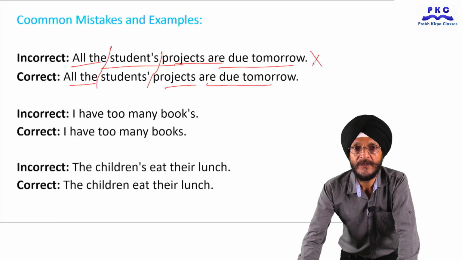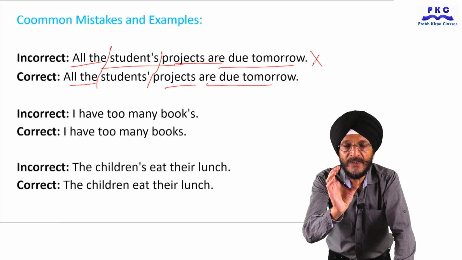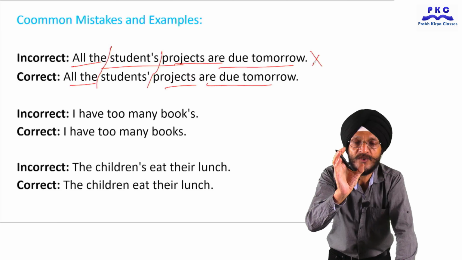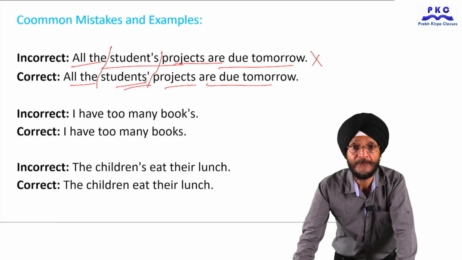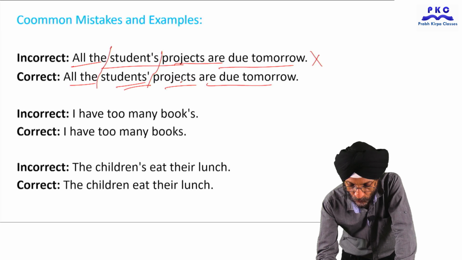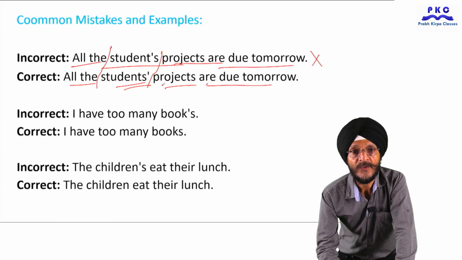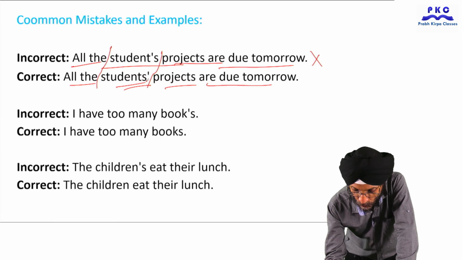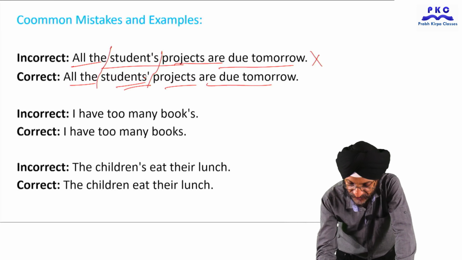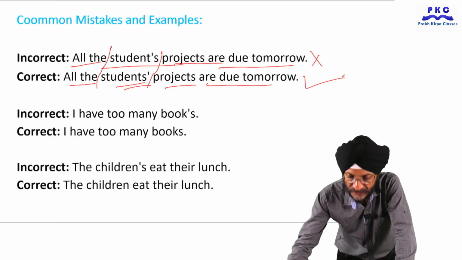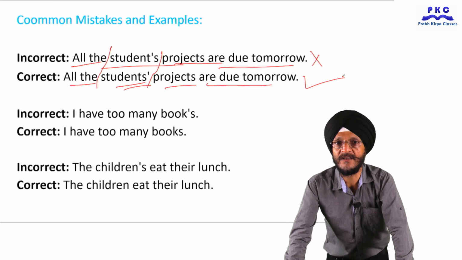The apostrophe should not be there before s because we are discussing all the students, that is, students are more than one. All the students, here it is okay. The projects belong to all the students. So here students with apostrophe after it, the plural possessive form, is okay. All the students' projects are due tomorrow.